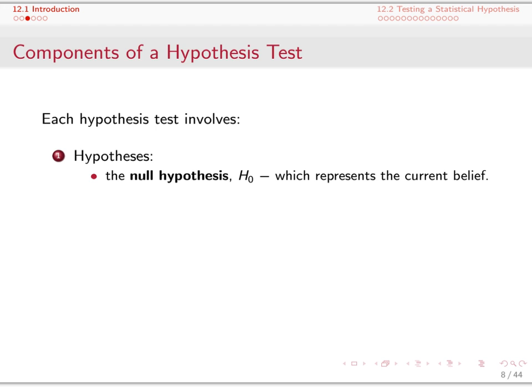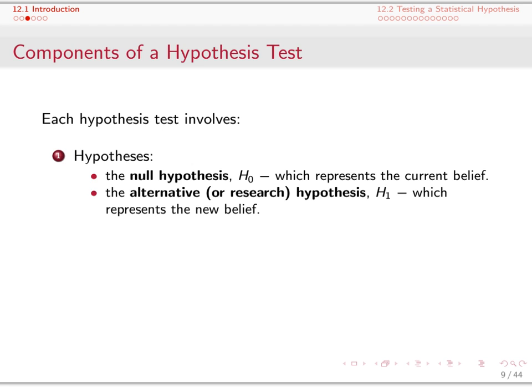Now let's talk about the components of a hypothesis test. Each hypothesis test involves the following. First, hypotheses. The null hypothesis, denoted H0, represents the current belief. The alternative or research hypothesis, denoted H1, represents the new belief. Recall that a hypothesis test is a statistical procedure employed to decide if the given hypothesis is true or false. Therefore, when we are performing any hypothesis test, we will be required to make a decision. We will either reject the null hypothesis or we will fail to reject the null hypothesis.